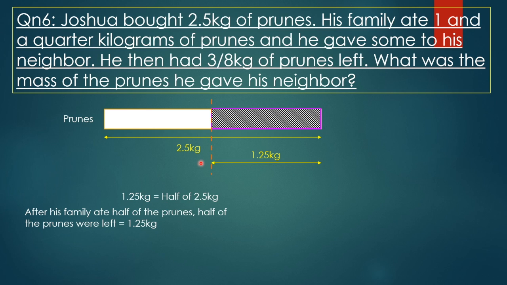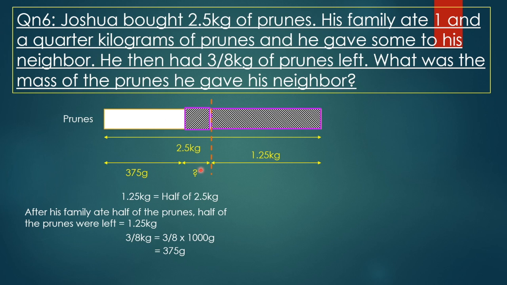So this is 1.25, this is another 1.25, and out of this 1.25, he gives some to a neighbor, and then he had 3/8 kilograms of prunes left. 3/8 kilogram of prunes is actually 375 grams. So the leftover here is 375 grams. How you get that is 3/8 times 1000 grams equals 375 grams. So you have it here: this is 2.5 kilograms, this is 1.25, this is 1.25, and this is 375.